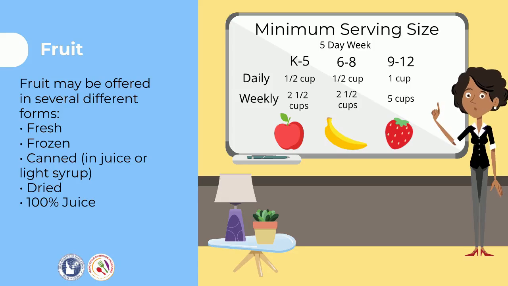For a 5-day week, the minimum daily serving size for grades K through 5 and 6 through 8 is a half a cup. This increases to 1 cup for grades 9 through 12. The minimum weekly amount of fruit is 2.5 cups for grades K through 5 and 6 through 8, and 5 cups for grades 9 through 12.